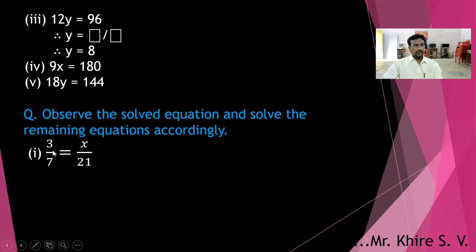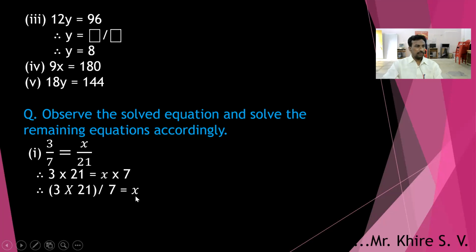Now, the first example is 3 upon 7 is equal to x upon 21. The equation is given. You have to solve this equation and find the value of x. How can we solve this? By cross multiplication. 3 into 21 is equal to x into 7. Then the 7 goes to the LHS side and it will become upon 7. So 3 into 21 upon 7 is equal to x.